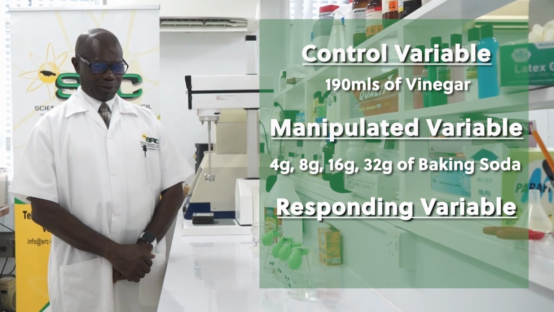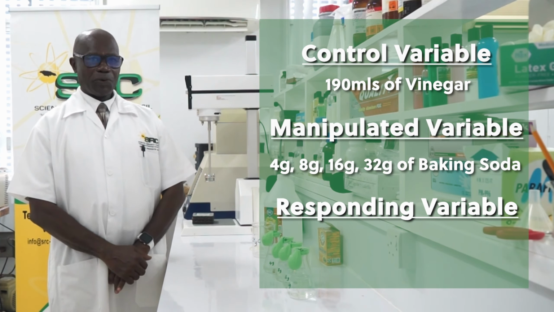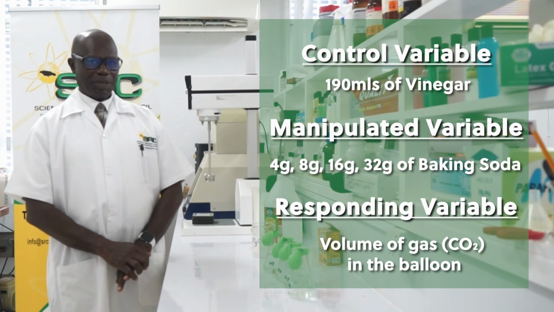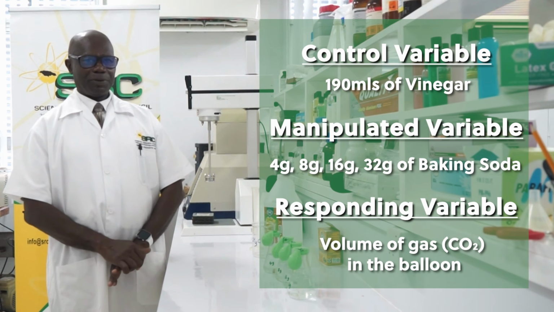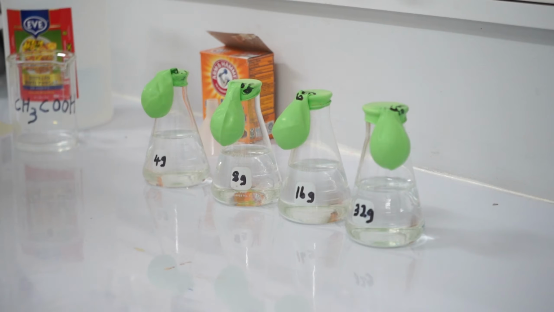Now, the responding variable is what we are going to find as we react the baking soda with the vinegar. The responding variable will be the volume observed when the carbon dioxide coming from the reaction inflates the balloon. So 3 variables: control variable, 190 mL vinegar in each of the conical flasks; manipulated variable, the various amounts of baking soda in the balloon; and the responding variable, the volume of gas that is formed in the balloon. Joseph, as the experiment proceeds, what would be your expected observation?